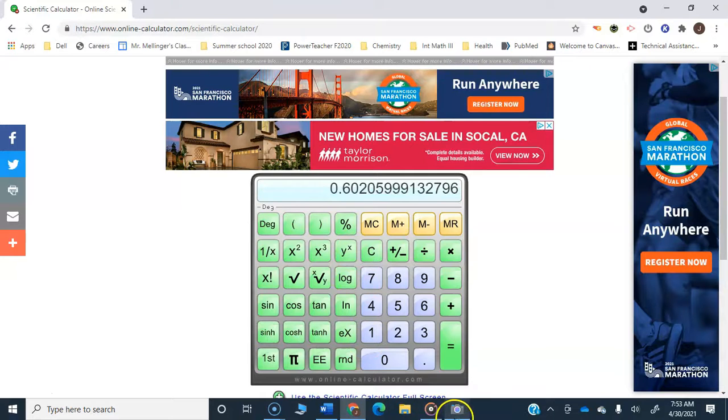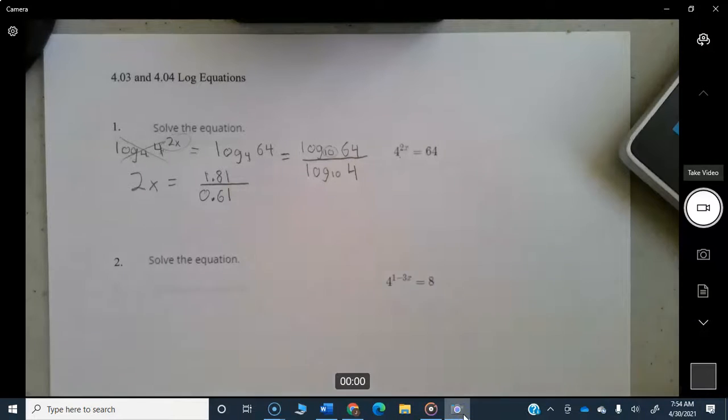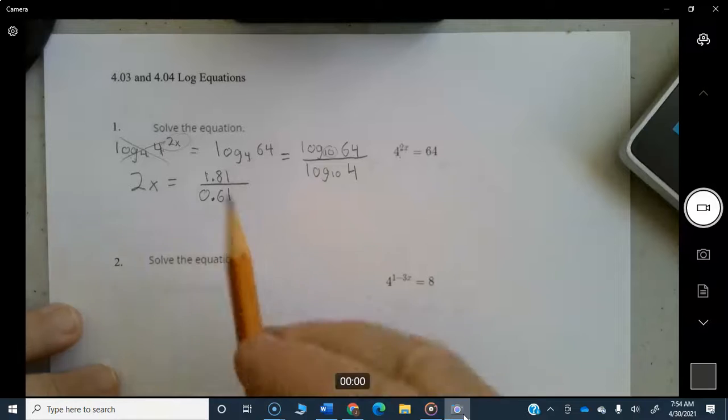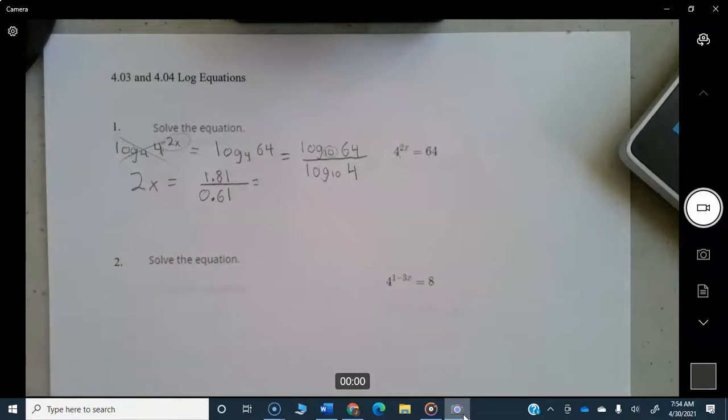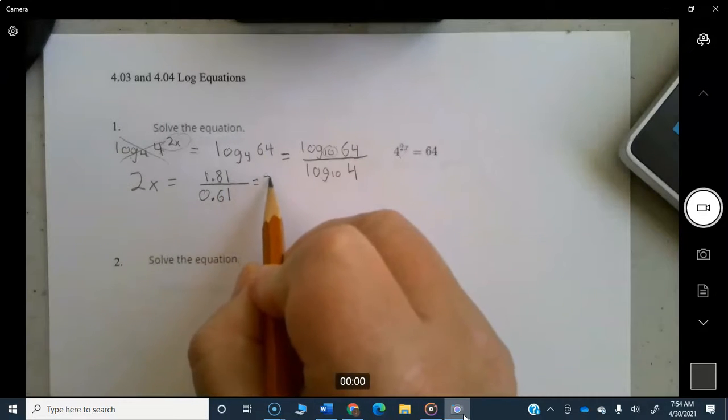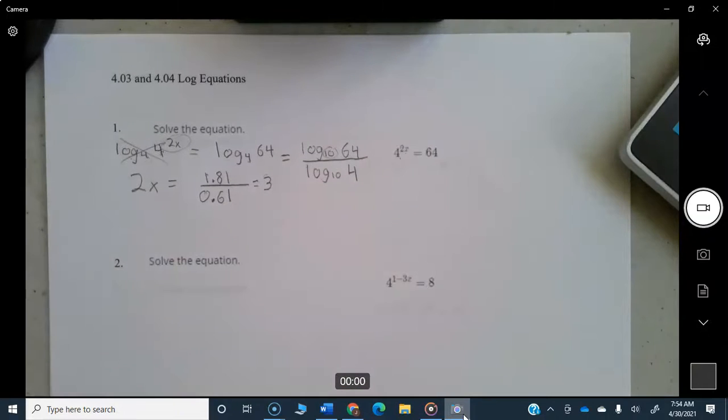All right, so now we're going to go back to our page, and I went ahead and wrote those 2 numbers down, log of 64, log of 4 right there. So those two, if you divide 1.81 by 0.61, we get 2.967. But I'm going to tell you, because of the rounding, it should have actually been 3. Now, I don't want you to just always round like that, but in this case, I know it should have been 3 if I had done all the digits this had asked for. So I'm going to put it as 3.